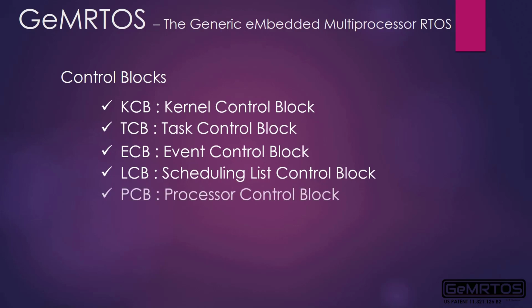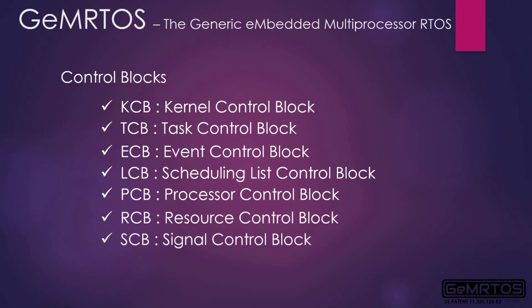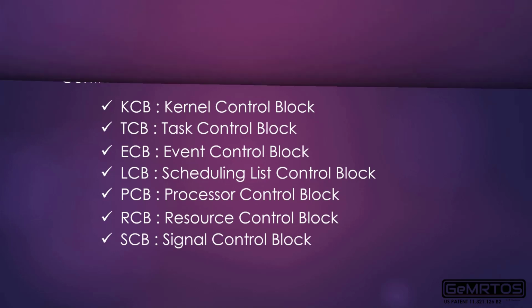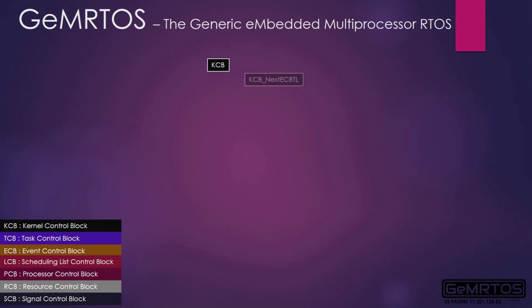The processor control blocks are used to keep track of each system processor's status. The resource control blocks are responsible for implementing various system resources such as semaphores or message queues. During runtime, the signal control blocks are used to define internal exceptions. All of these control blocks are highly interconnected in order to maintain the system's runtime status.